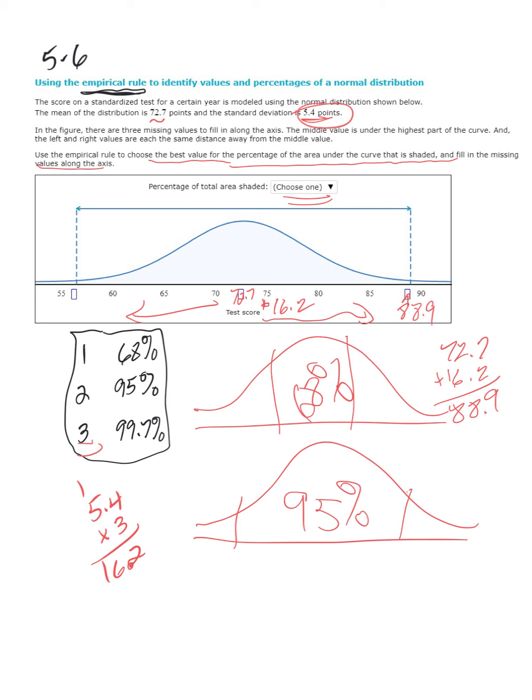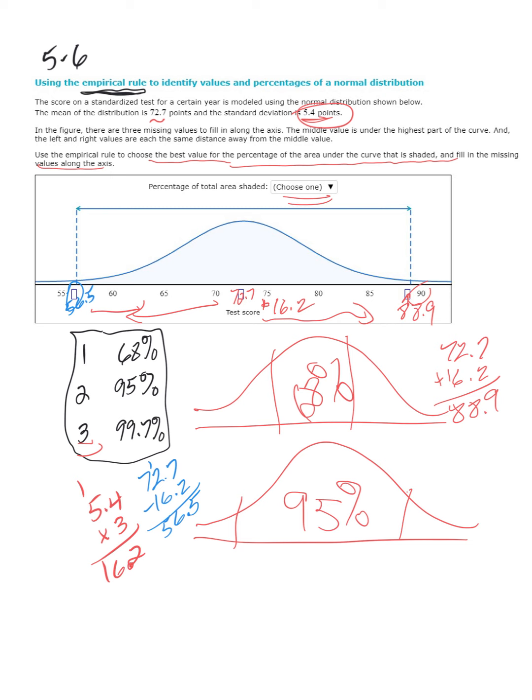All right, which makes sense because it looks like it's pretty close to 90. And this one down here should be close to 55 when I do this math. That's going to be 72.7 minus 16.2. That's going to give me 56.5. And that's what's going to go in that one right there.